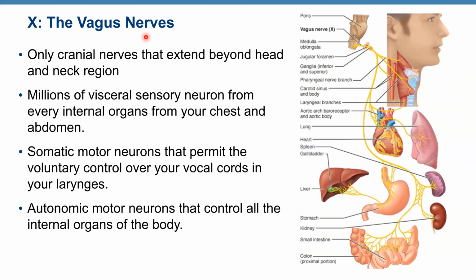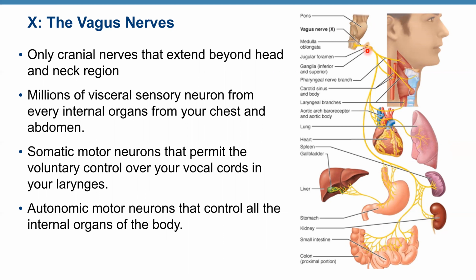Vagus nerve, number 10. The only cranial nerve that extends beyond the head and neck region. This is the nerve that brings sensory information from all your viscera. So all this sensation from your liver, stomach, small and large intestine, kidneys, right? Spleen, lungs, heart, all the sensory information goes through vagus to your brain. Brain stem specifically, right? Because it never reaches your consciousness.